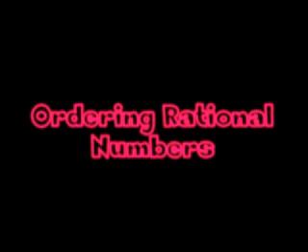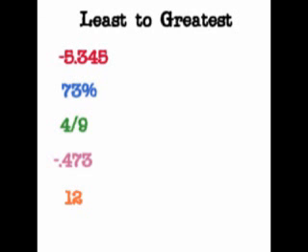This is your lesson on ordering rational numbers. If you are given a set of numbers, they all look different. Some are percents, some are fractions, some are decimals, some are negative, some are positive. You will be expected to order them, whether from least to greatest or greatest to least, depending on the instructions. Sometimes you may even be asked just to find the greatest one of them all, or just the least of them all. No matter what you are asked, you are going to follow the same process.